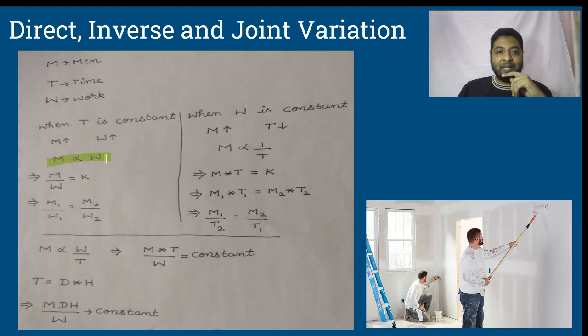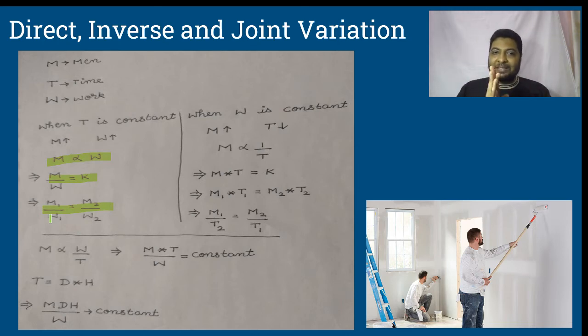M varies directly with respect to W, which means M is equal to a constant into W, or M by W is always a constant, which is M1 by W1 is always equal to M2 by W2. Here M and W are entities. You can consider it as A, B, whatever. But I am taking this example of men and work so that we understand the concept.